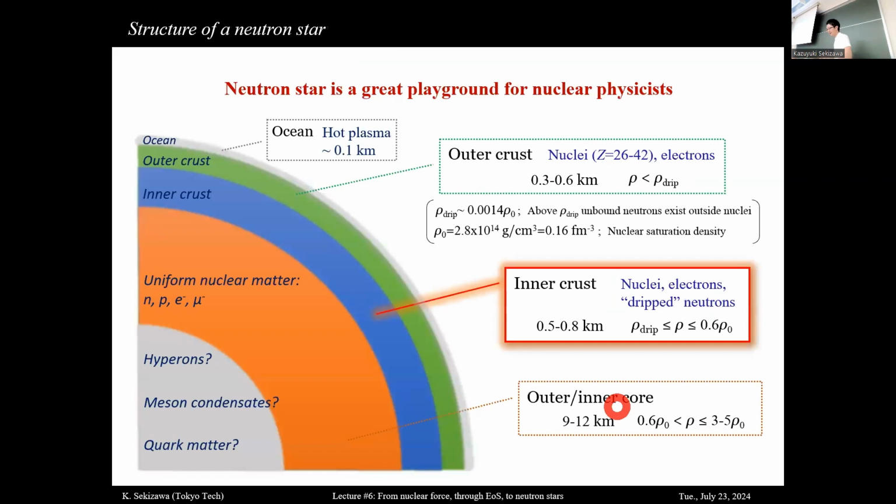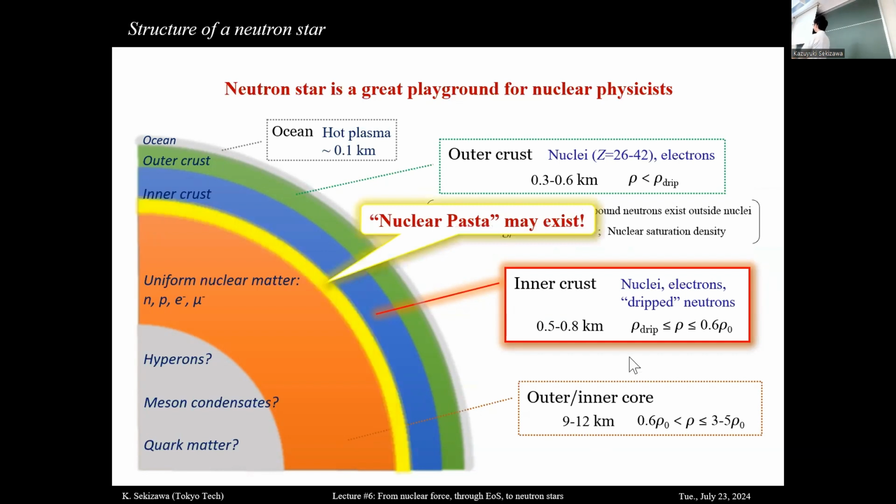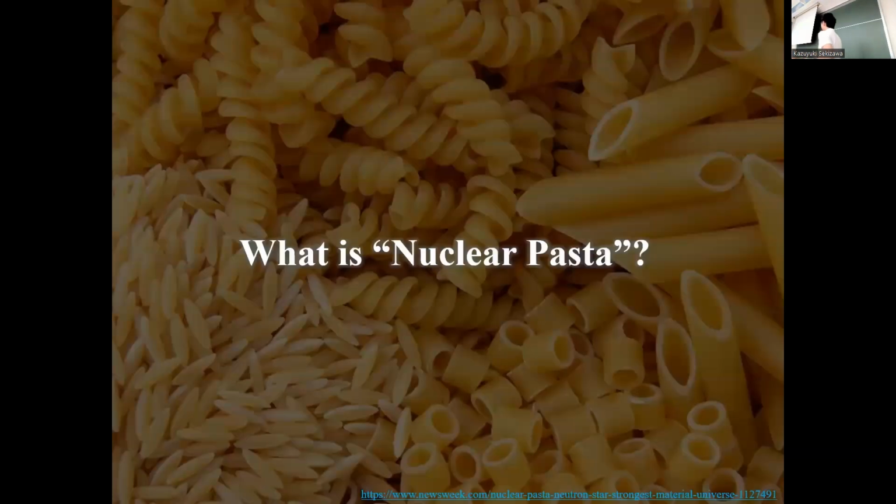Okay, so in the remaining 30 minutes or so, I will discuss some specific layers of the neutron star. I will discuss the inner crust, and especially at the bottom layer of the inner crust, some peculiar phase emerges, which is the so-called nuclear pasta. So what is nuclear pasta?